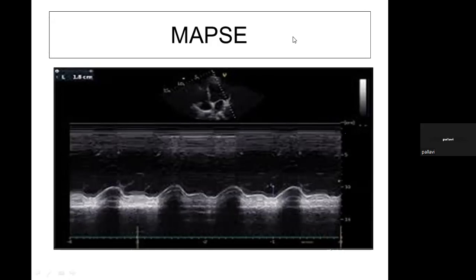And one paper just published in 2022 in JASE categorically said it's found to be a very useful measurement during COVID times to look at LV function in people who were having poor LV systolic function and were on ventilators. Okay. Right, Pallavi? Yes, sir. Thank you. Anything else you want to ask?